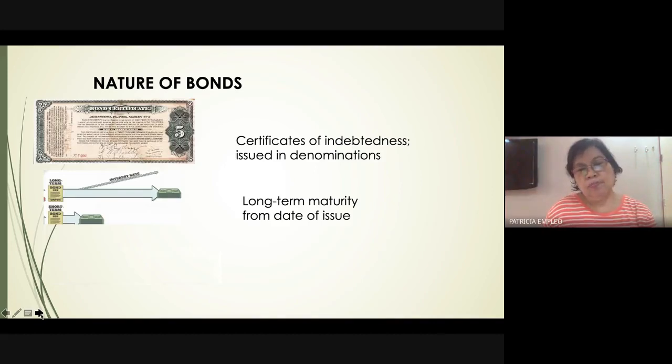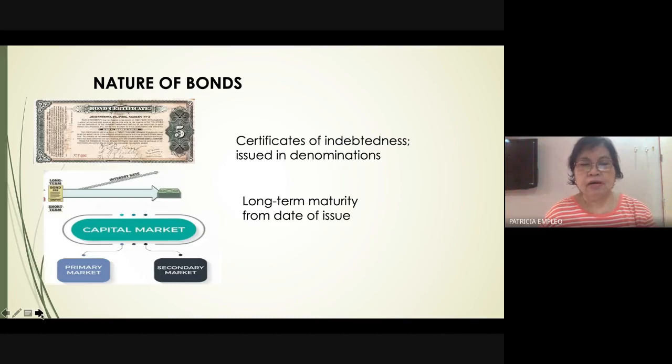Then bonds have long maturity period, longer than the promissory notes, say 10 years or 20 years. Bonds are traded in a capital market. So we have here the primary market. When we say primary market, there exists a market between the issuing corporation and the potential bondholders. When we say secondary market, there may be transactions of buying and selling from the previous bondholders to some interested or potential bondholders. So secondary market means transactions between the investors. So this is buying and selling among and between the bondholders.